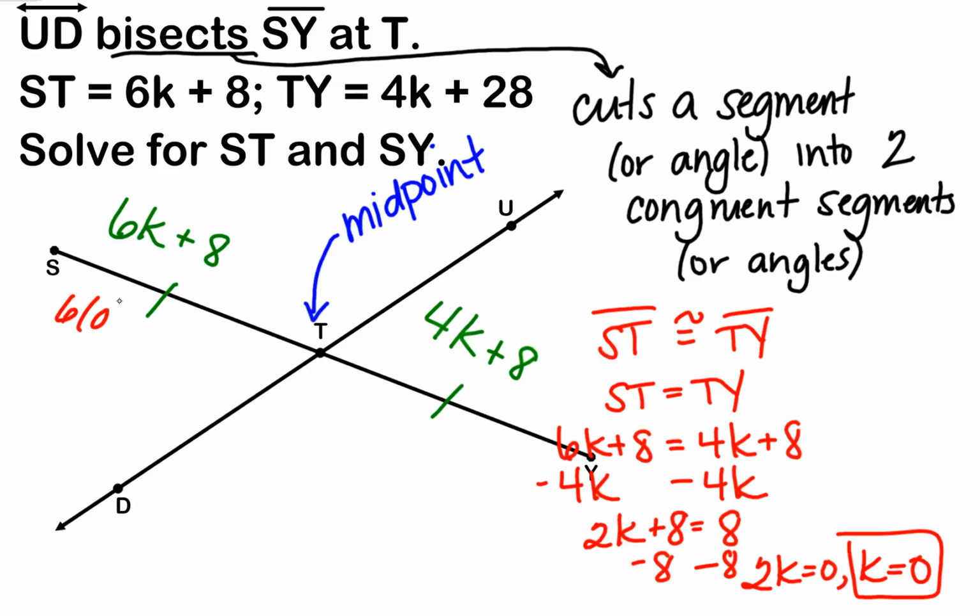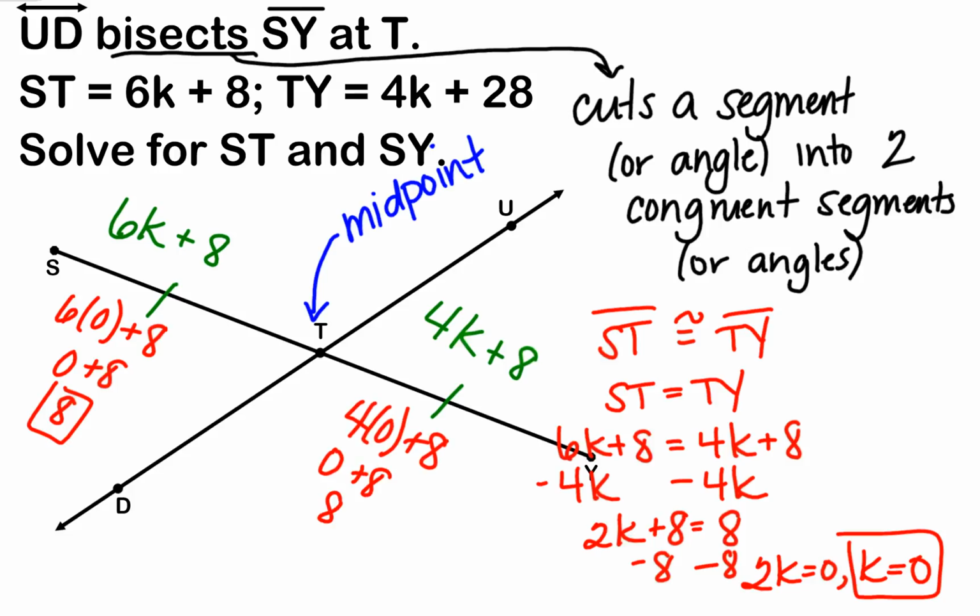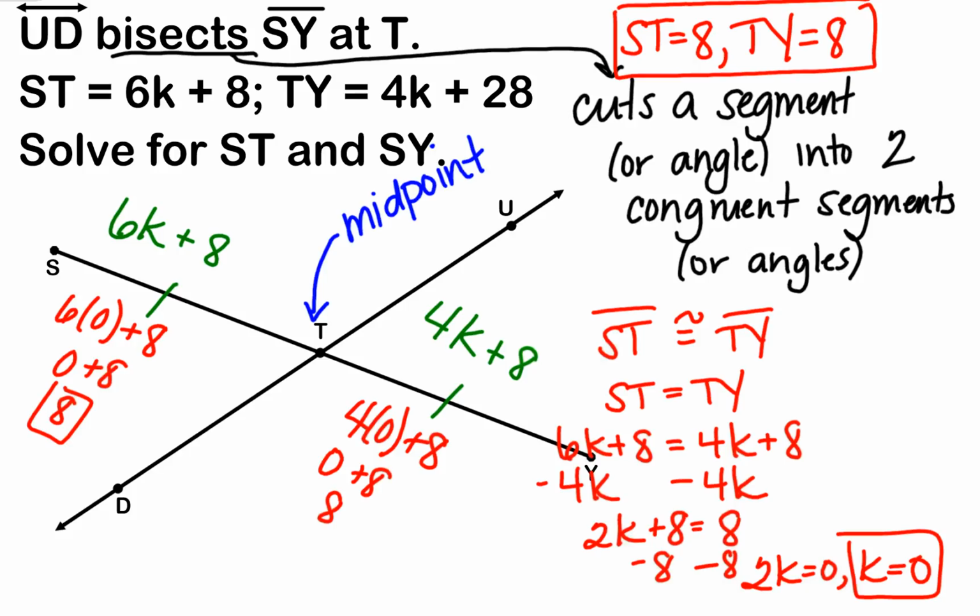So 6 times 0 plus 8 is really just 0 plus 8, or 8. And 4 times 0 plus 8 is really just 0 plus 8, or 8. So I know that ST is equal to 8 and TY is equal to 8. It's okay that my K value is equal to 0 because K actually doesn't represent the length of anything. It's just a variable in an expression. ST has a length of 8 and TY has a length of 8.